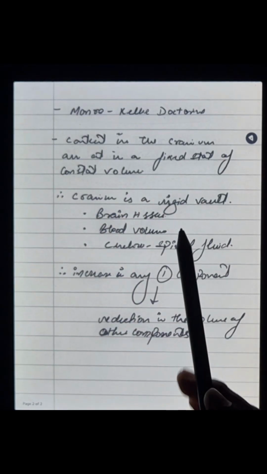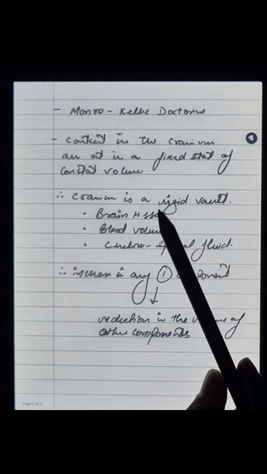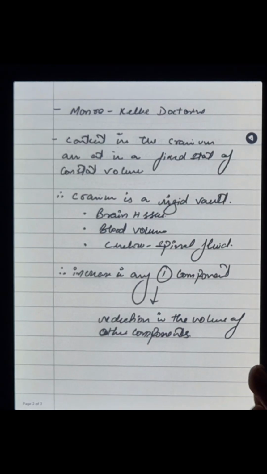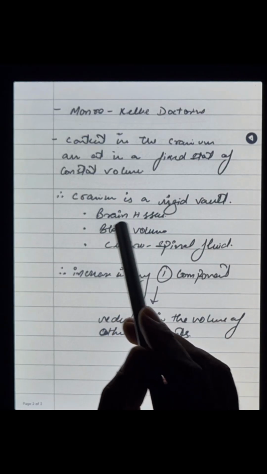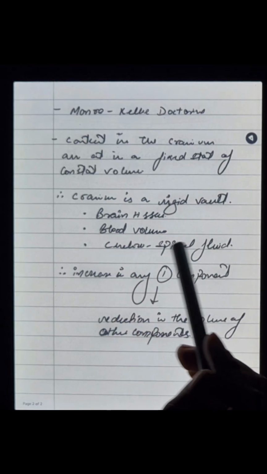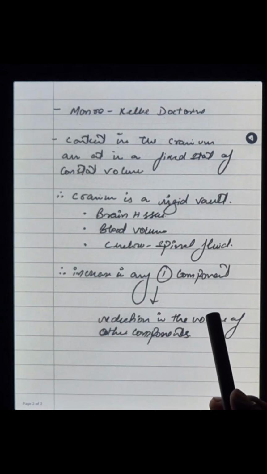According to this, the contents in the cranium are in a fixed state of constant volume. This means the cranial vault is fixed and has a limited amount of content, that is the brain tissue, blood volume and cerebrospinal fluid. If the volume of any one of these increases, it is compensated by a reduction in the volume of the others.